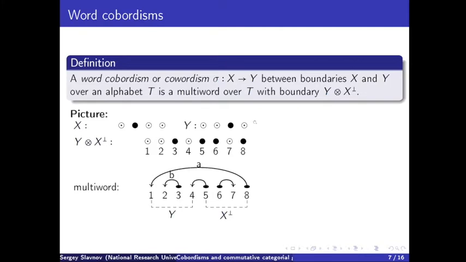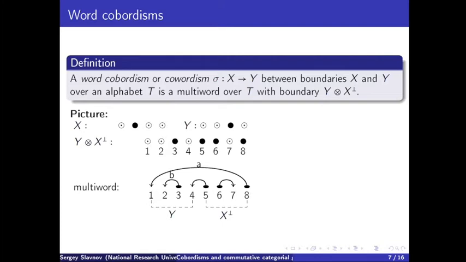And here's a concrete example. We have 2 boundaries, and here is a multi-word representing a cobordism from X to Y. Now, the boundary of this cobordism has 2 parts. One of them is parameterized as Y, and it corresponds to the output. So it's the outgoing boundary. And the other one is parameterized as X perp, but it corresponds to X. It corresponds to the input. It is the incoming boundary.